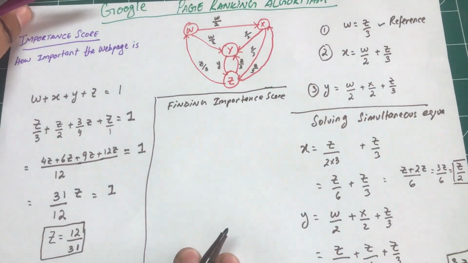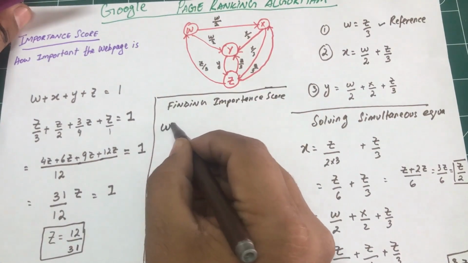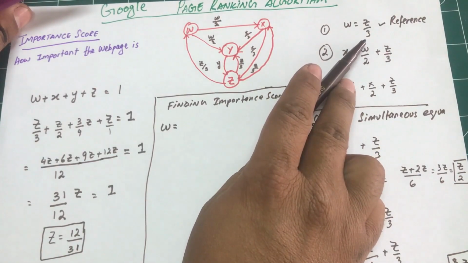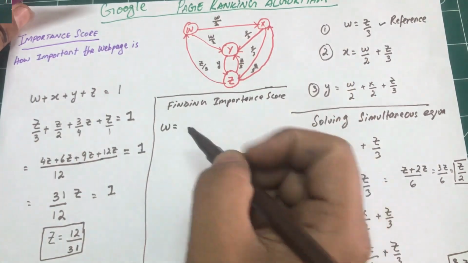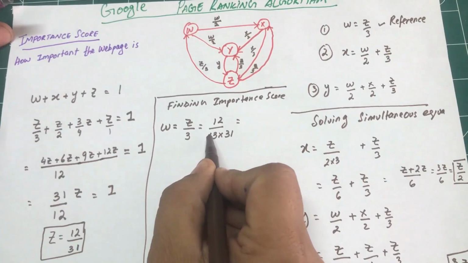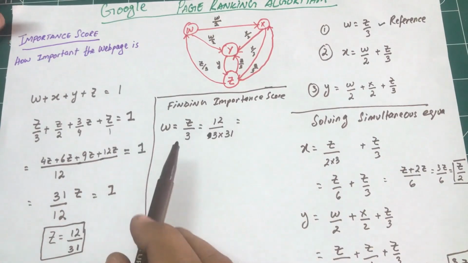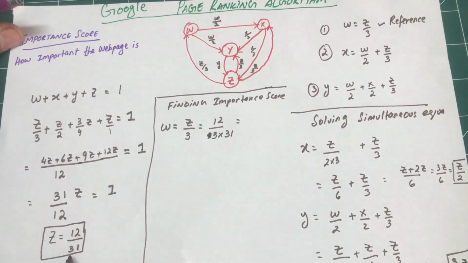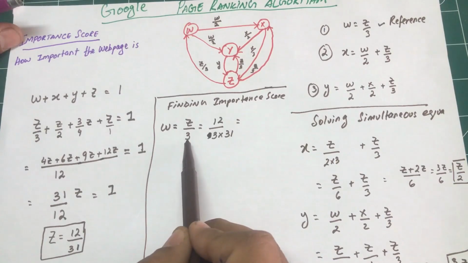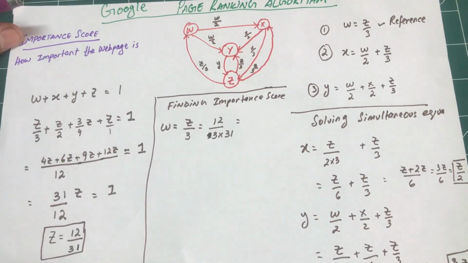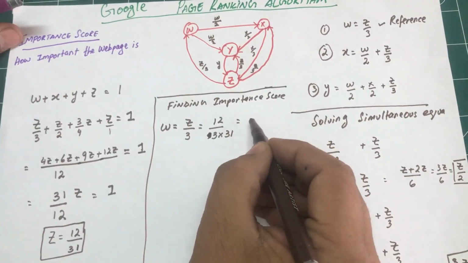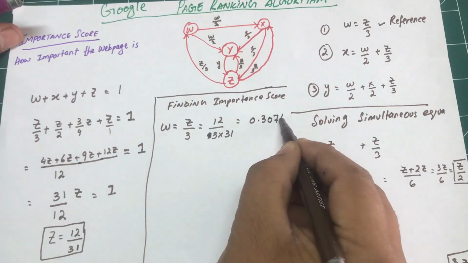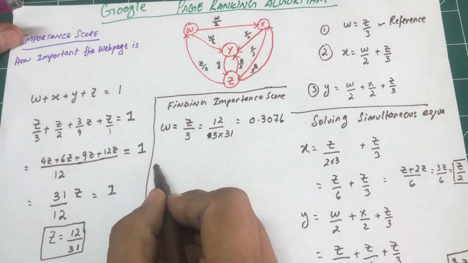Okay, so let's pick up w. What is the importance score for w? w is z over 3. Okay, w is z over 3. I'm sorry, this is not 13, this is actually 3. So in place of z we have plugged in 12 over 31, and there was a 3 there. So 12 over 3 times 31, that would give me 0.3076. This is the number I would get.